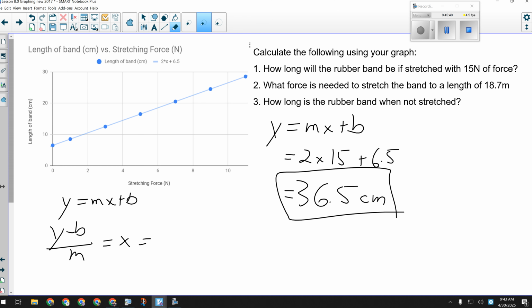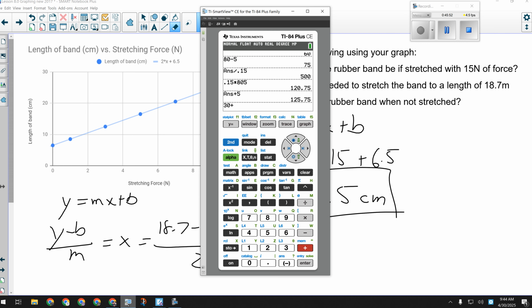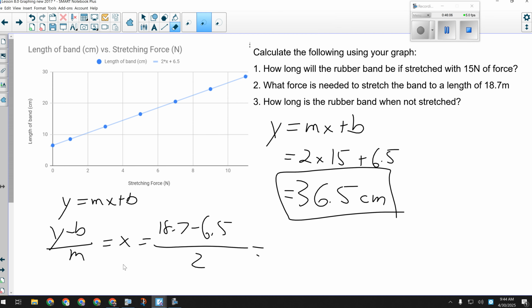All right, so that's going to mean we take the Y they gave us, 18.7, we subtract B, which was 6.5, and then we divide that by 2. So 18.7 minus 6.5, divided by 2. All right, so we will need to use 6.1 newtons worth of force. Okay. Everybody all right with that?